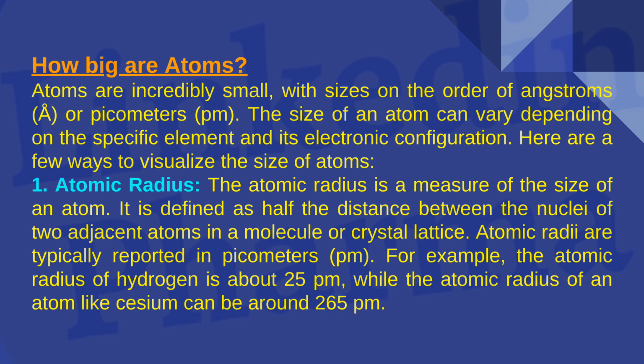1. Atomic radius. The atomic radius is a measure of the size of an atom. It is defined as half the distance between the nuclei of two adjacent atoms in a molecule or crystal lattice. Atomic radii are typically reported in picometers, pm. For example, the atomic radius of hydrogen is about 25 pm, while the atomic radius of an atom like cesium can be around 265 pm.